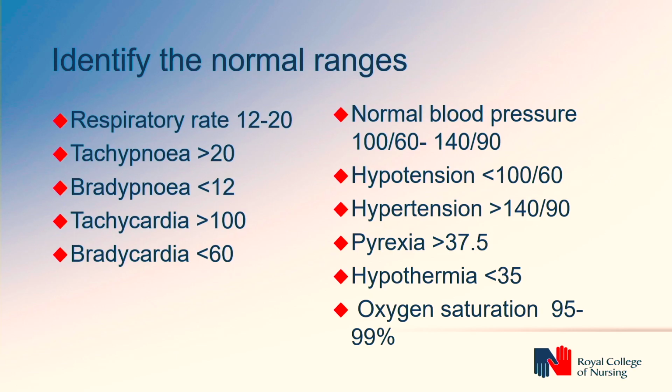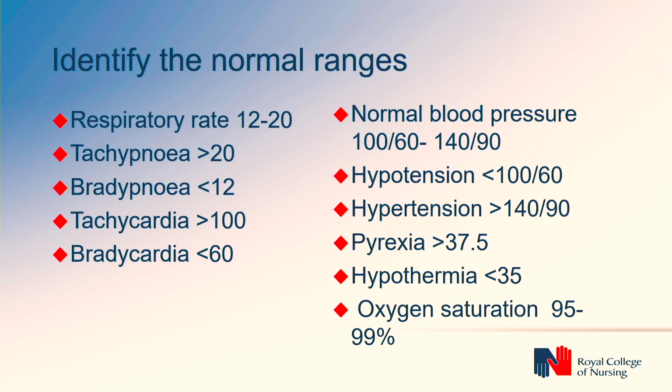So here's a quick run through your normal parameters. Our respiratory rate should sit normally between 12 and 20. Therefore, tachypnoea is a respiratory rate above 20, bradypnoea below 12. Our normal pulse rate is somewhere around 70 beats per minute. A tachycardia is a pulse rate above 100. A bradycardia is a pulse rate below 60. The normal range of blood pressure is 100 over 60 to 140 over 90.